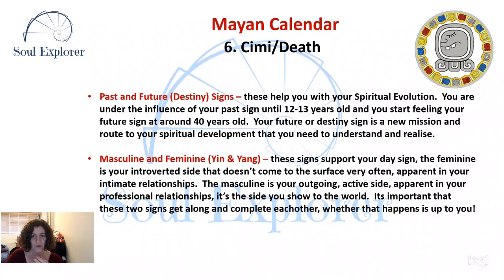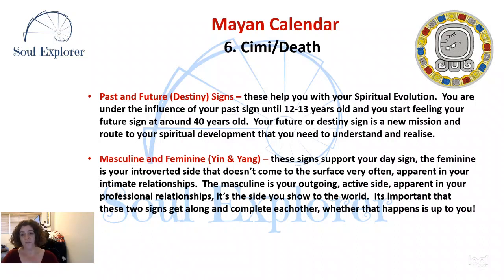Okay. Right. So what is going to be the most important part of this reading is not only the day sign information, but also the masculine and the feminine and the past and the future, because they all have a major impact on you and your day sign. And you can't just say, oh, I'm a road, and then explain everything about yourself just because you're a road day sign. There are other elements involved, including your feminine, your masculine, your past, and your destiny signs.